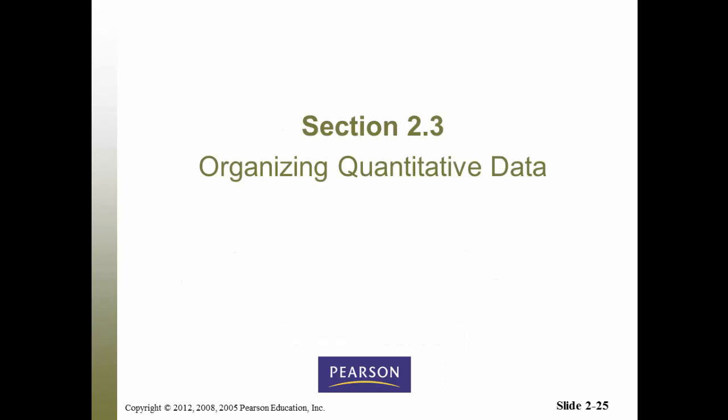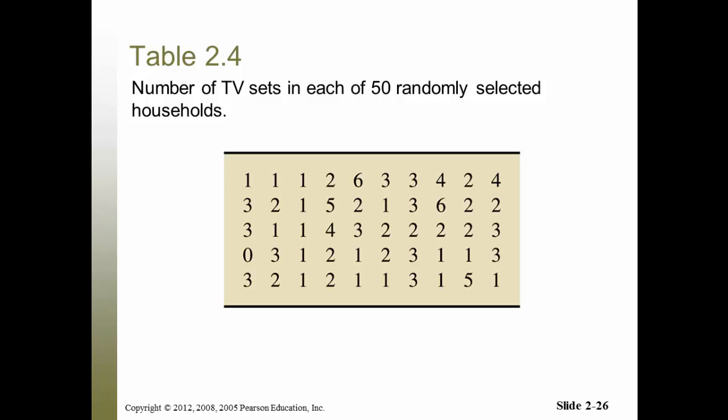Here we are again, this time with section 2.3 of our textbook, which is about some graphics for, well, organization too, for quantitative data, such as the number of television sets in 50 randomly selected households.